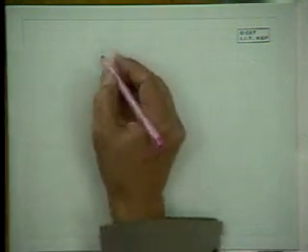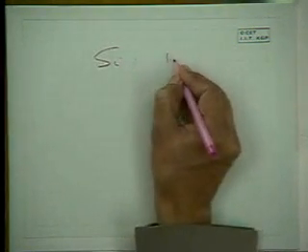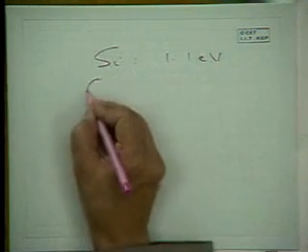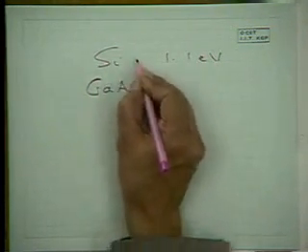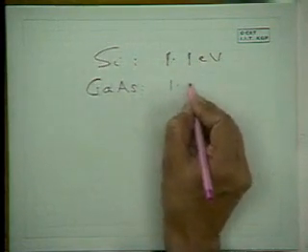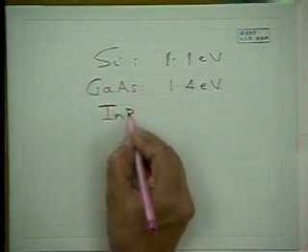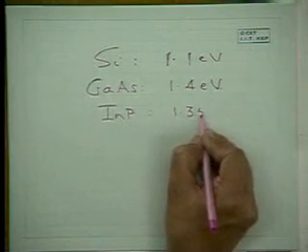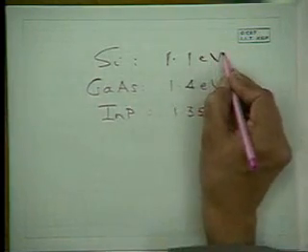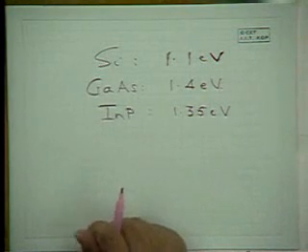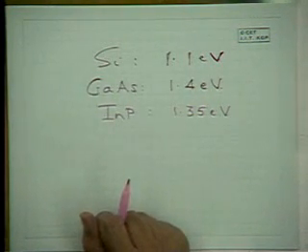Now, if we look at the band gaps of existing semiconductors, we will find that silicon has a band gap of 1.1 electron volts. Gallium arsenide has a band gap of 1.4 electron volts. Indium phosphide has a band gap of 1.35 electron volts. So none of these satisfy the requirement for optical fiber communication. So in the 70s, a search ensued for looking at materials which will have the required band gap.